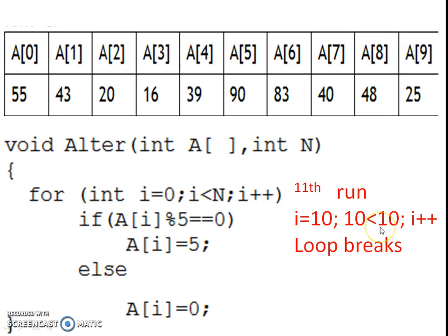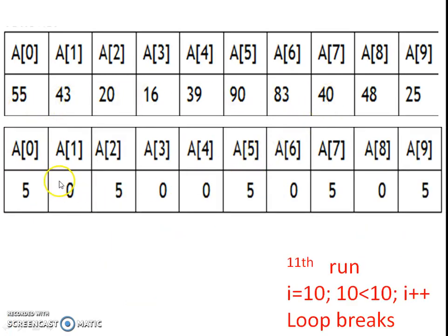As you can see, this condition is wrong. Why is this condition wrong? Because 10 is not less than 10. 10 is equal to 10. So when the condition is false, the compiler will not enter inside the loop. The compiler enters the loop only when the test condition is true. So here the loop will break and our final elements will be 5, 0, 5, 0, 0, 5, 0, 5, 0 and 5. So this is how we solve any question related to arrays.